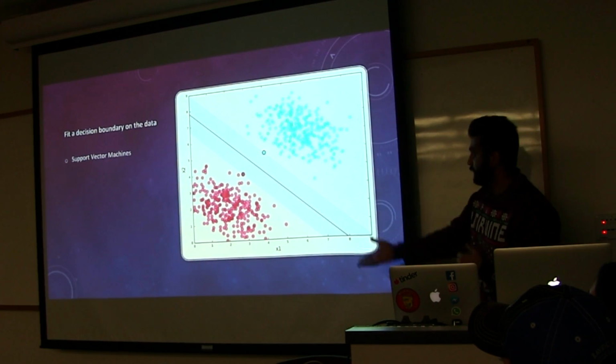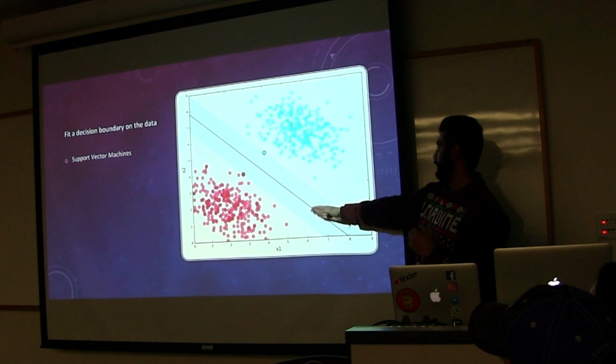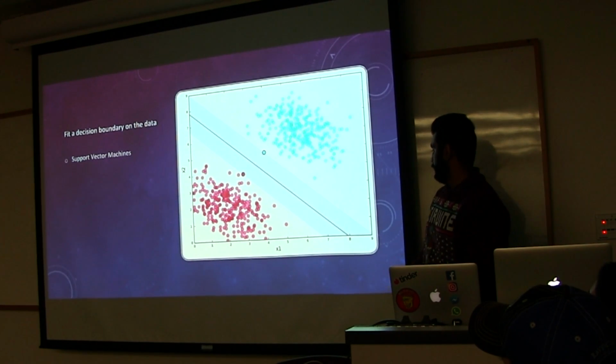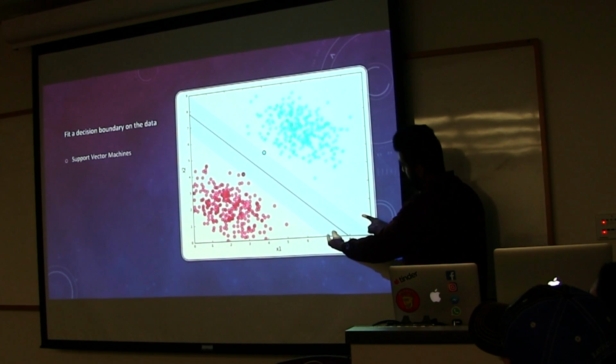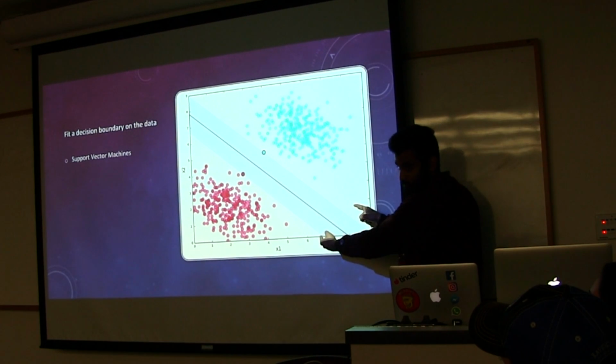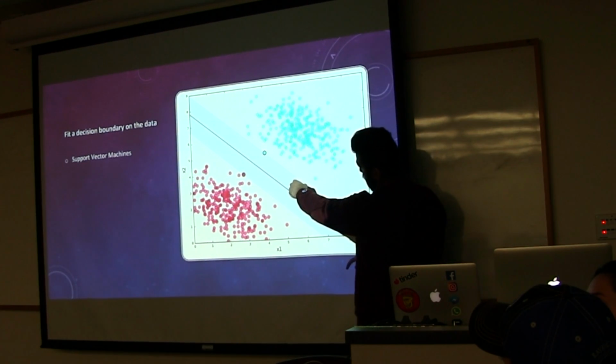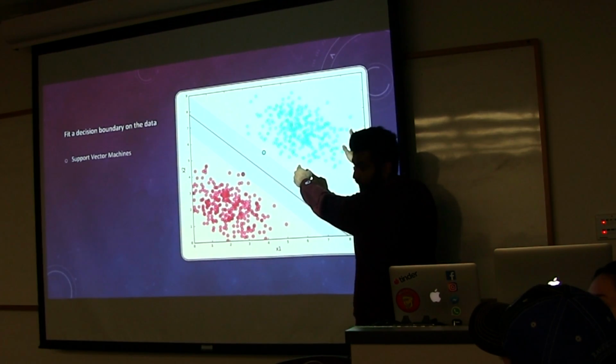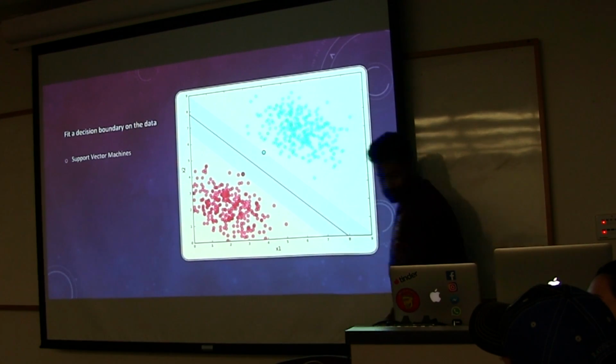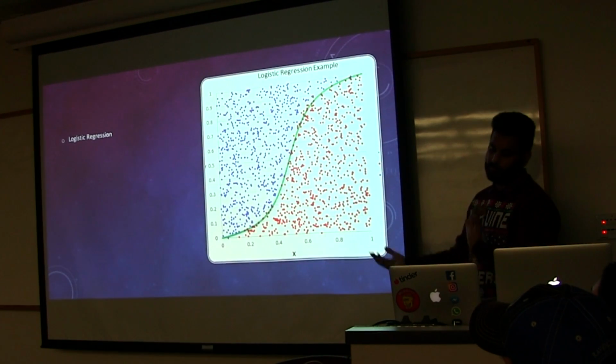A good thing about this particular algorithm is that it doesn't just focus on fitting a line, it also focuses on maximizing something called the margin. You might have a point that's really close to here, so you want to keep all the points as far away as possible from this margin. And another would be logistic regression.